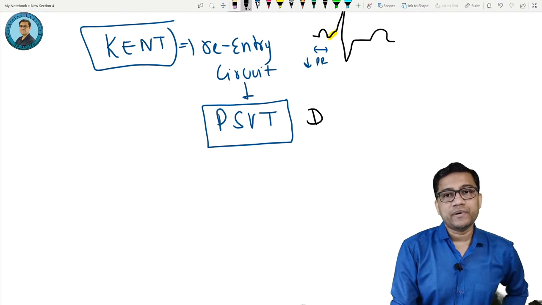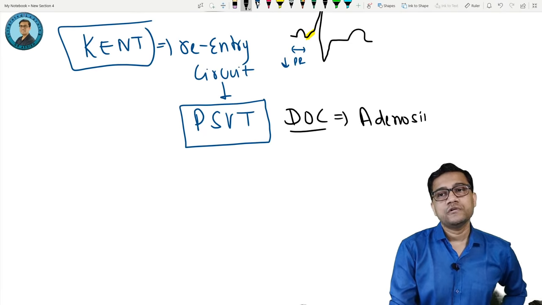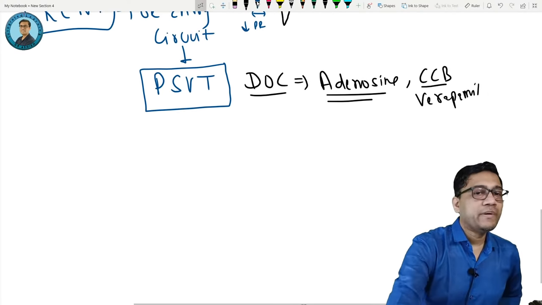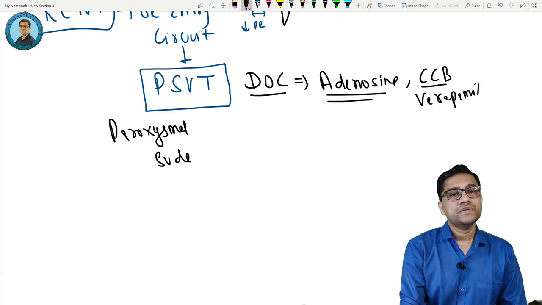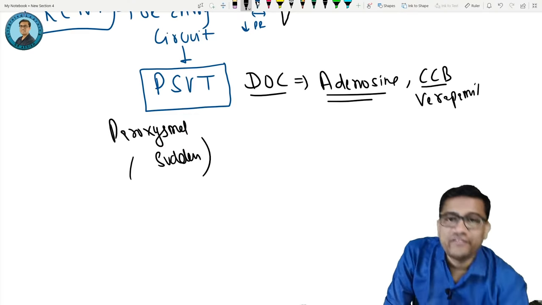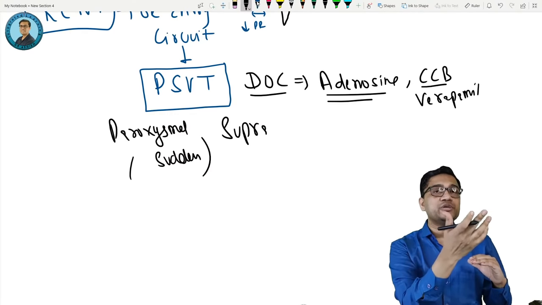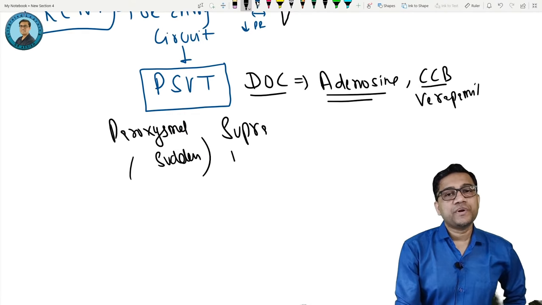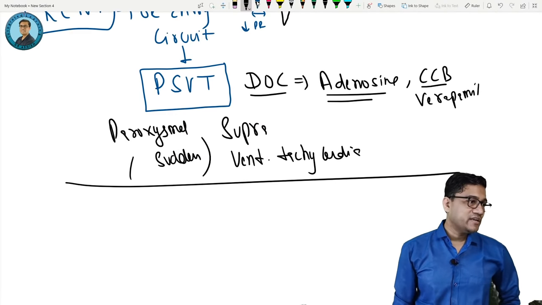And what is the drug of choice here? Remember, the drug of choice is adenosine. If not available, we can give a calcium channel blocker like verapamil. So what is the drug of choice? Adenosine. Remember, paroxysmal means sudden. Sudden tachycardia. Supraventricular means the origin is where? In the ventricle or above the ventricle in the nodal tissue? So that is at the area of the AV node, bundle of Kent, supraventricular tachycardia. Are you clear? So adenosine is given in this particular case.